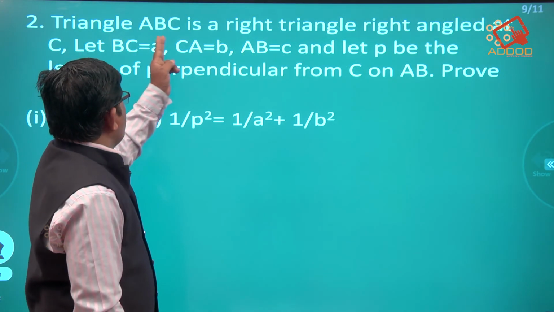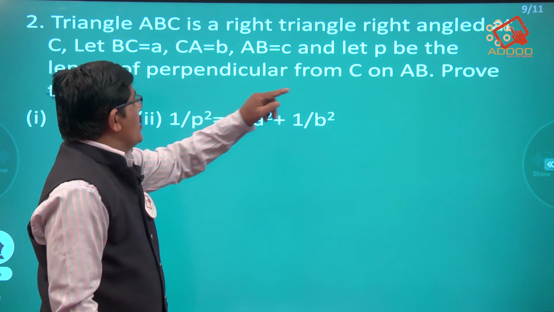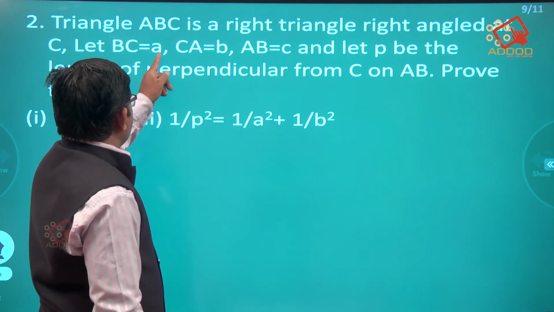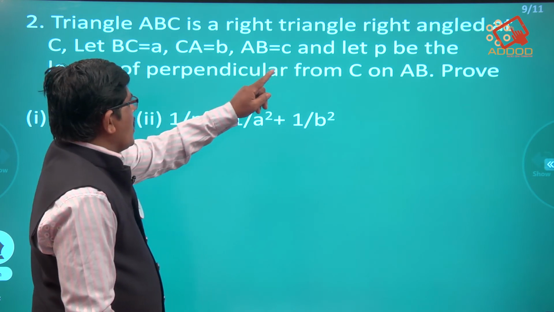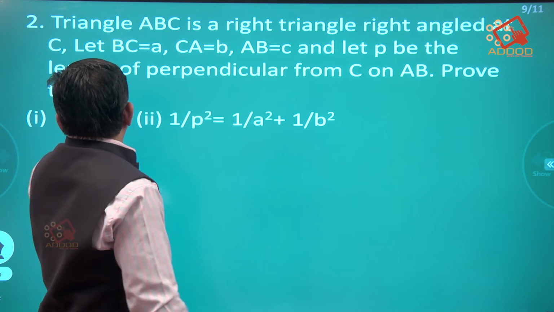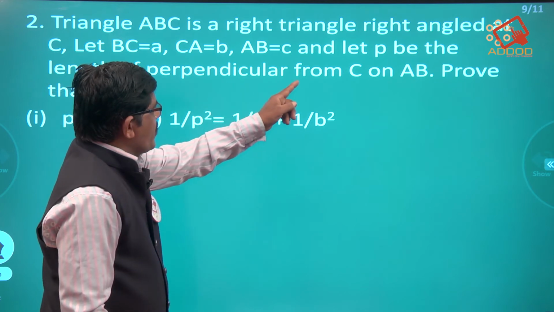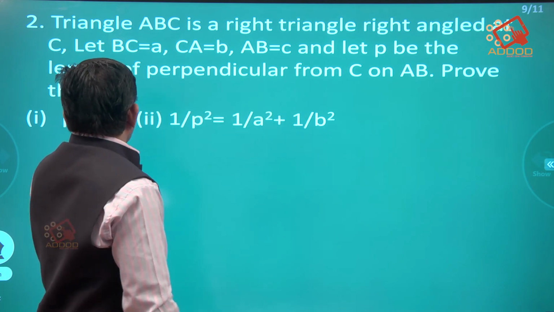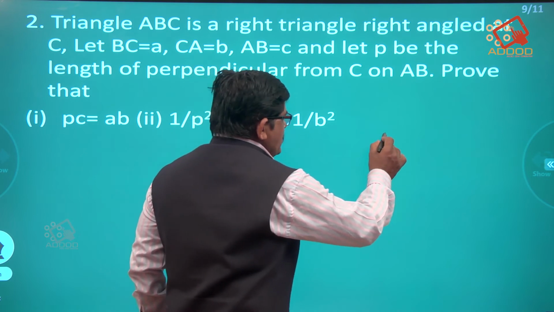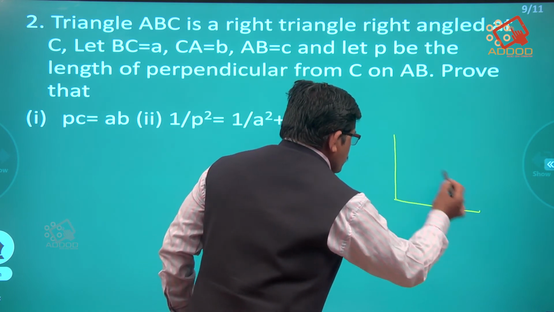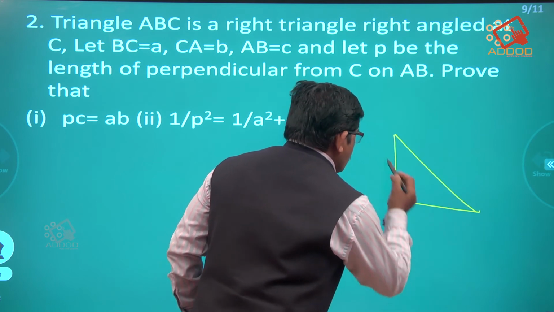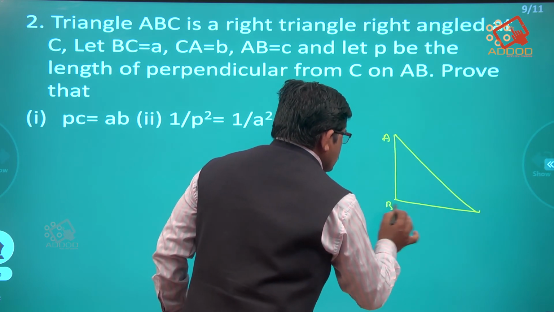Here triangle ABC is a right angle triangle at C. Let BC is equal to a, CA is equal to b, AB is equal to c, and let p be the length of the perpendicular from C on AB. Prove that. First draw the triangle ABC, with vertices A, B, C.